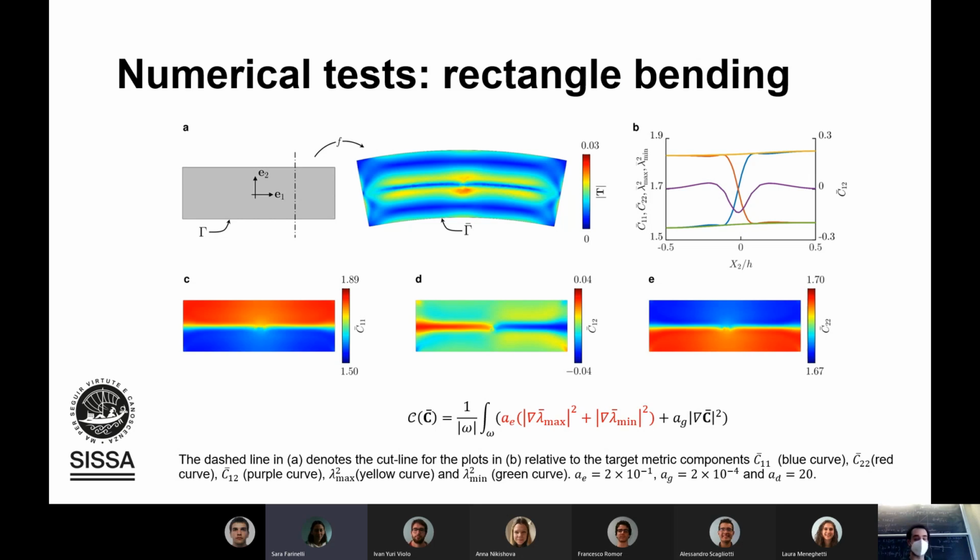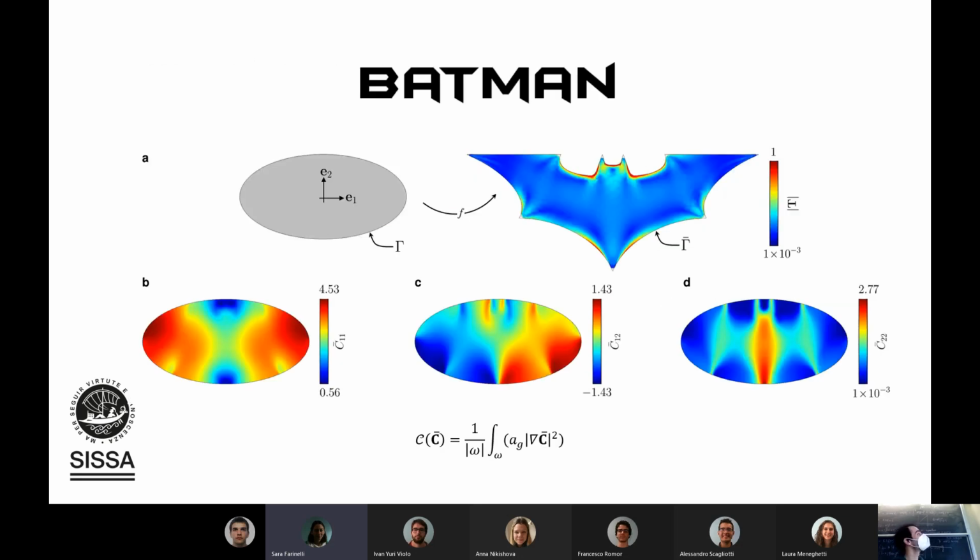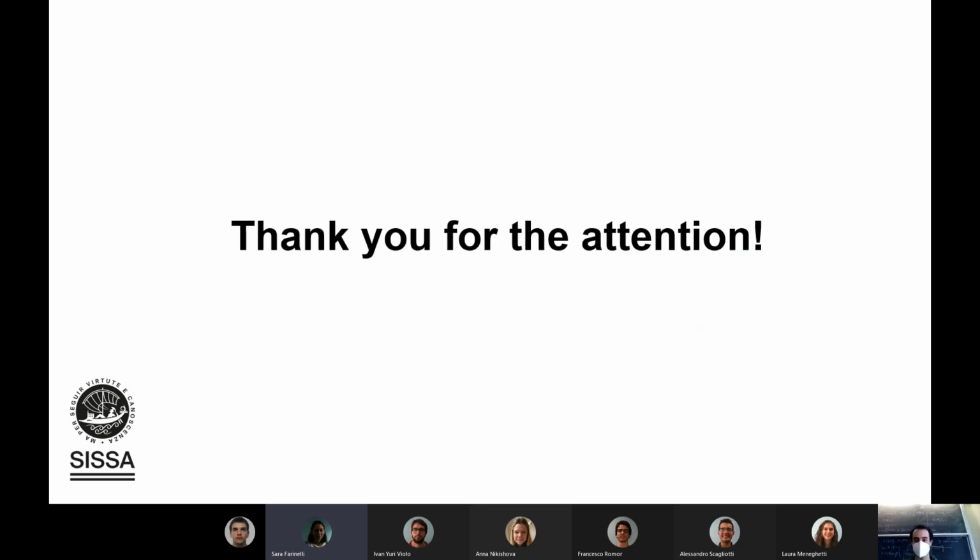And then we also checked if the algorithm was capable of dealing with more general shapes. And we tried this one, which is quite sharp, and the algorithm seems to deal quite well also with complex shapes. So that's all. Sorry for the mistakes, and thank you for the attention.